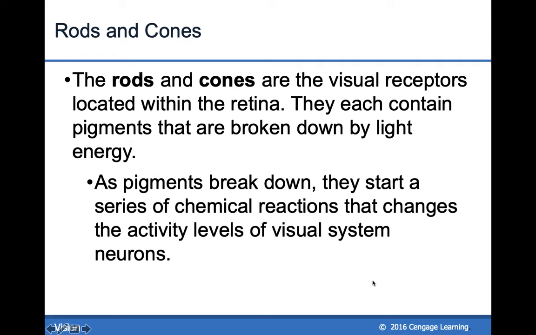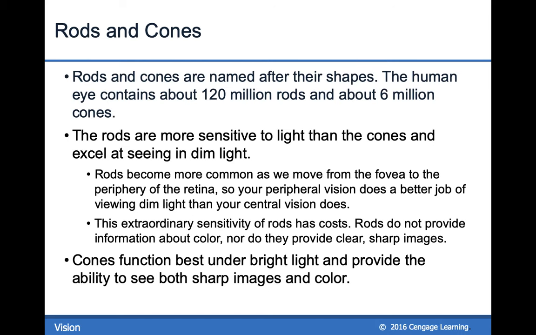So the rods and cones are the visual receptors located within our retina. They each contain pigments that get broken down by light energy. As the pigments break down, they start a series of chemical reactions that changes the activity levels of the visual system neurons, sending those action potentials back to our optic nerve that go back into our brain. The rods and cones are named after their shapes. The human eye contains about 120 million rods and about 6 million cones. There's a ton of these things in there.